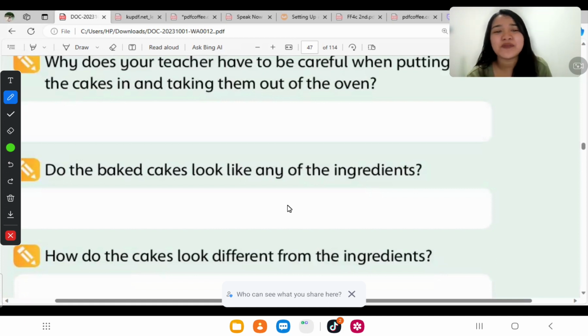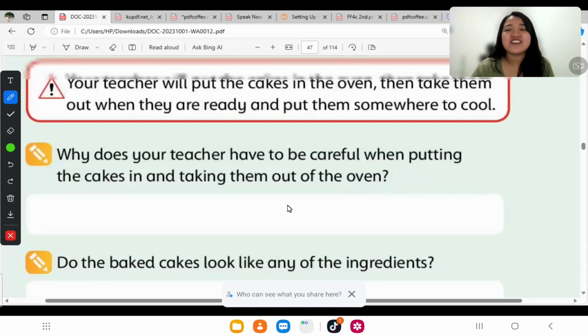When you bake a cake, Isabel, do they look like any of the ingredients?